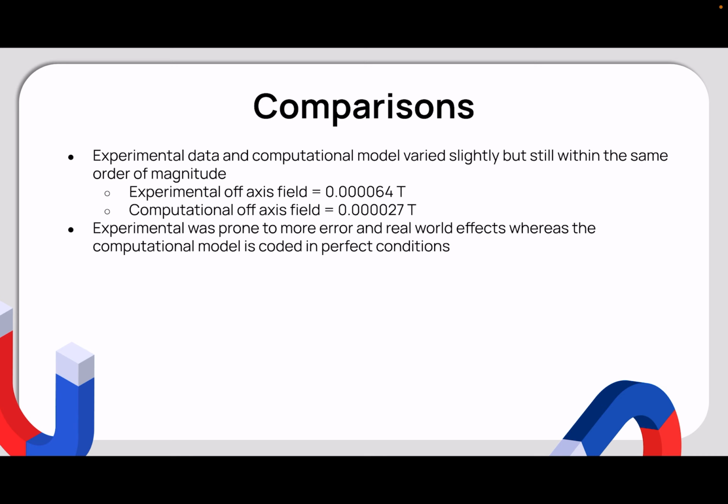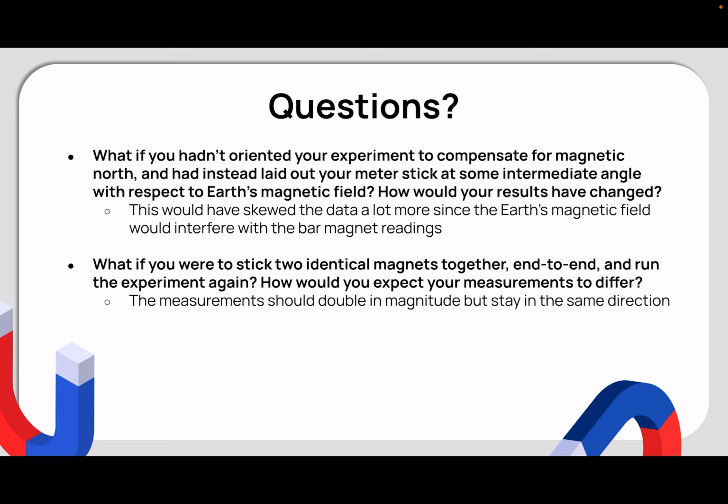So now we are going to compare the experimental data and the computational model. The data varied slightly, but they were still within the same order of magnitude, which is somewhat accurate. Our experimental off-axis field was 6.4 times 10 to the negative 5th Teslas, whereas our computational off-axis field was 2.7 times 10 to the negative 5th Teslas. So our experimental data was prone to more error and real-world effects, whereas the computational model was coded in perfect conditions.